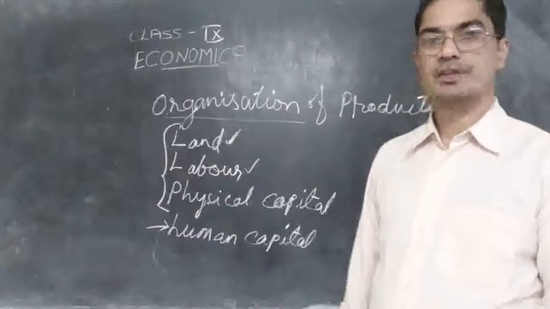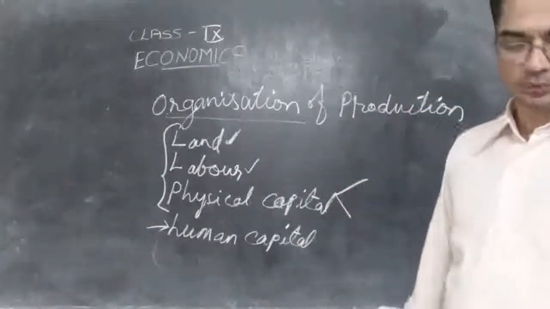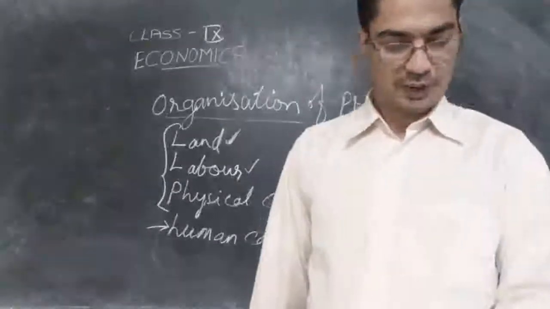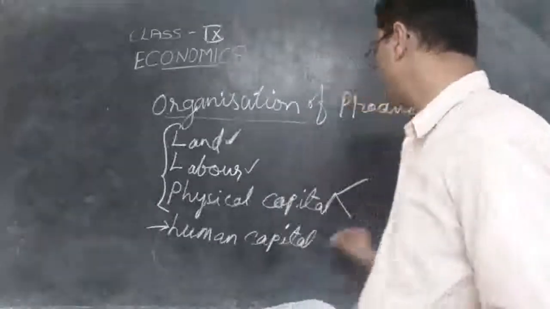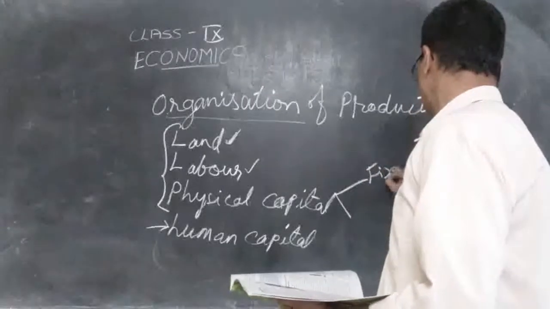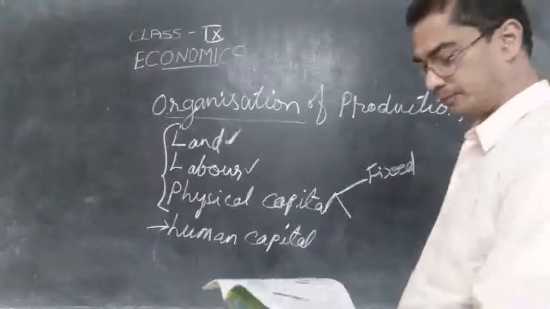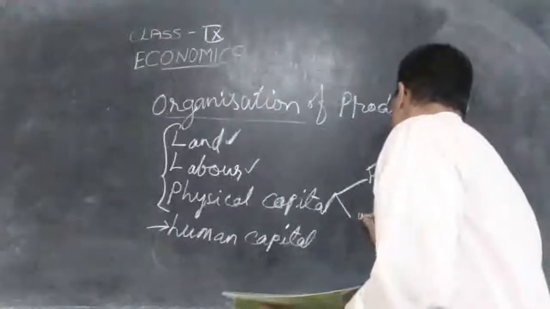Another one is physical capital. So physical capital we can divide into 2. One is fixed capital, another one is working capital.